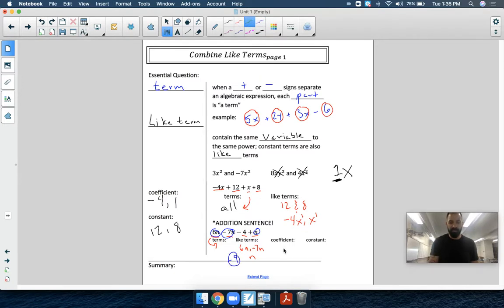What's the coefficient? Well, we have a couple of them. We have 6n, so just 6, -7n, so just -7, and remember that invisible 1 in front of variables, just 1. And then our constant is the number with no variable, -4.